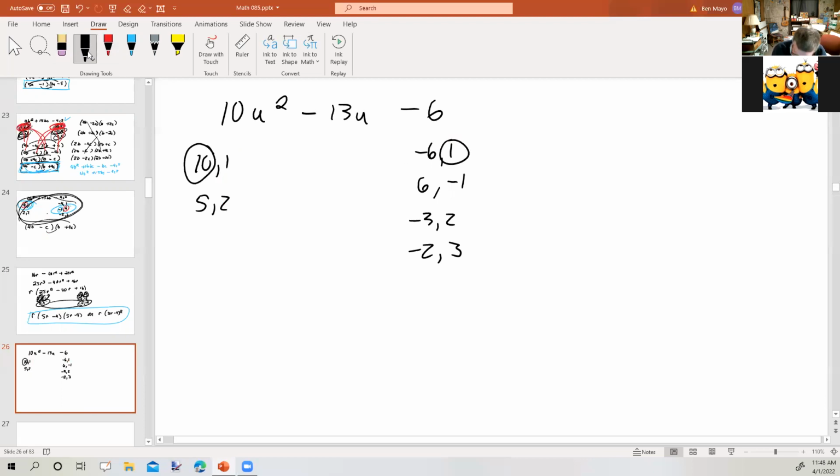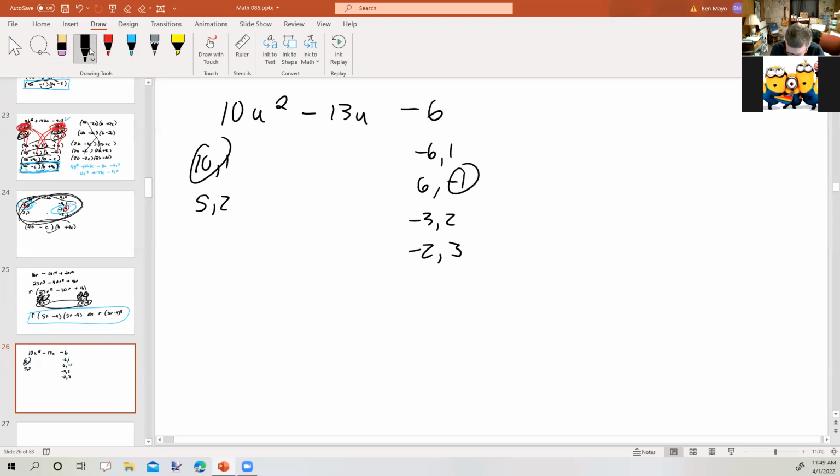10 times 1 is 10. 1 times negative 6 is negative 6. 10 plus negative 6 is 4. So that's not the combination either. 10 times 6 is 60. 1 times negative 1 is negative 1. 60 plus negative 1 is 59. It's not that combination.